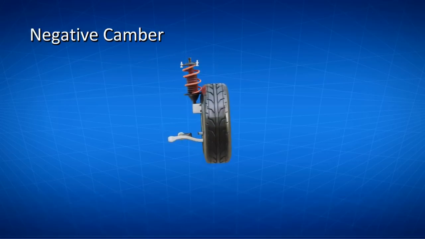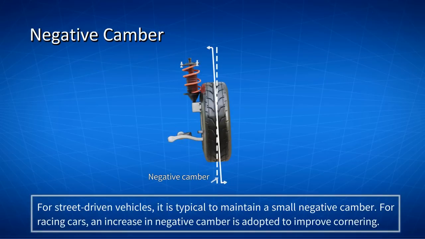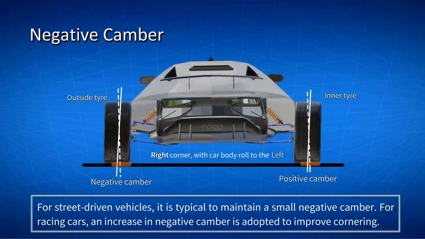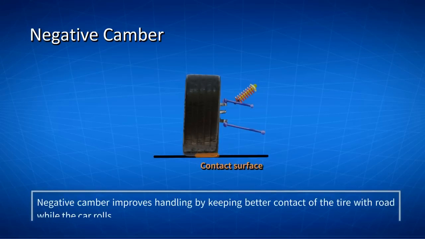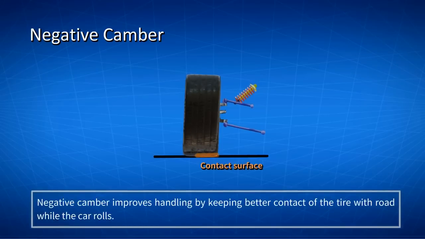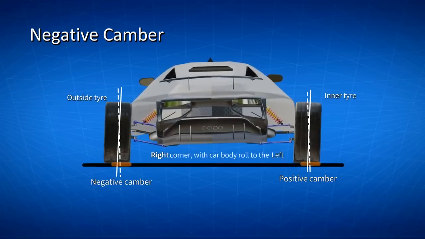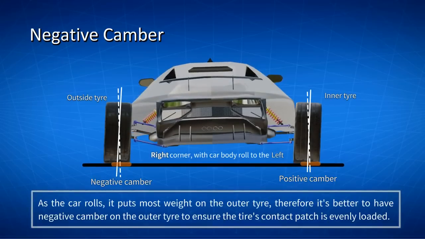For street-driven vehicles, it is typical to maintain a small negative camber. For racing cars, an increase in negative camber is adopted to improve cornering. Negative camber improves handling by keeping better contact of the tire with road while the car rolls. As the car rolls, it puts most of the weight on the outer tire, therefore it's better to have negative camber on the outer tire to ensure the tire's contact patch is evenly loaded.